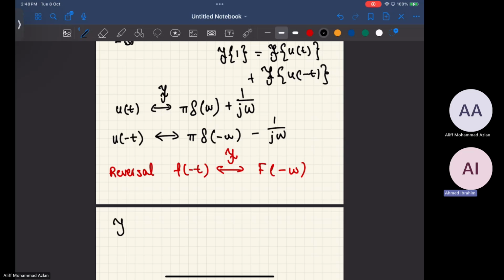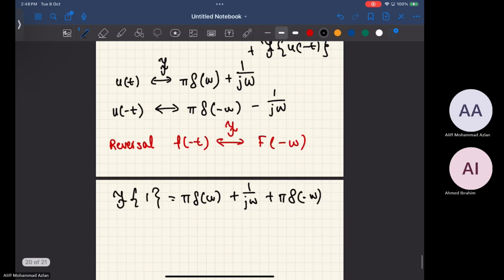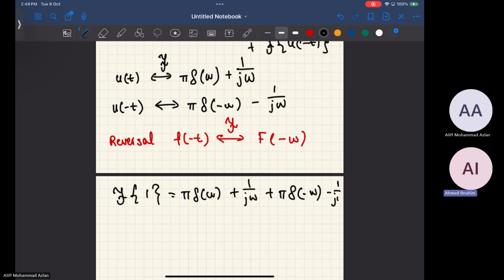So this means that the Fourier transform of 1 is I Dirac delta, 1 on j omega minus 1 on j omega. So we can see that these cancel.